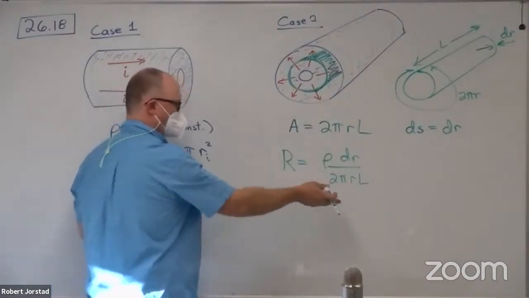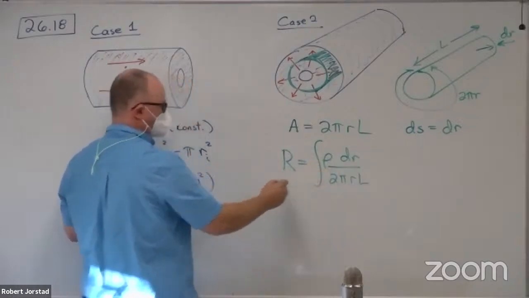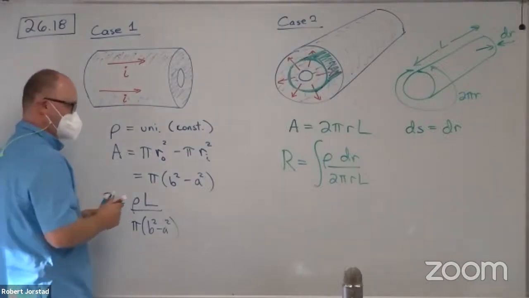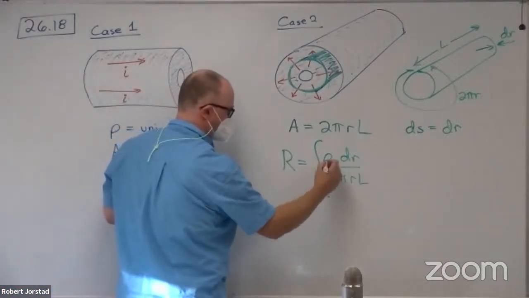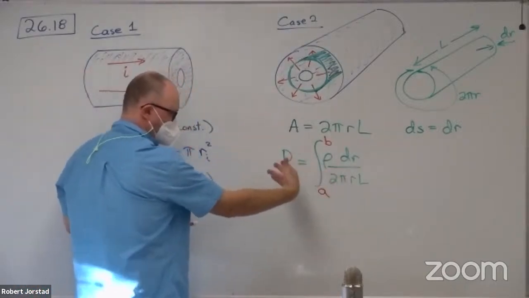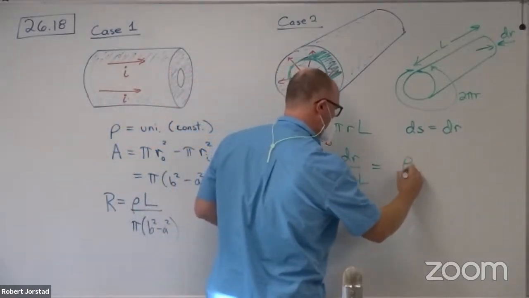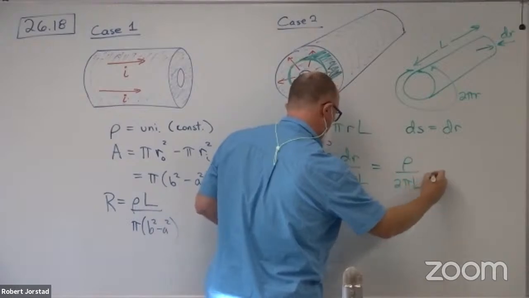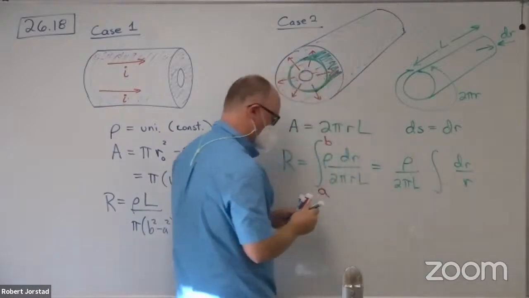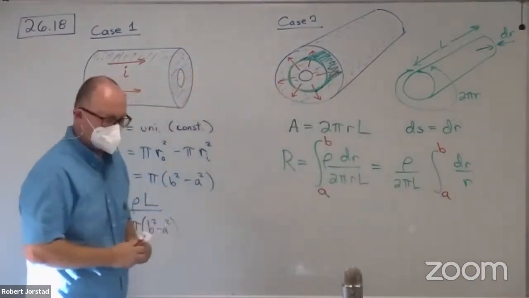What do I do when I want to get the total resistance? I add them up, integrate. What are the upper and lower limits for this case? A to B. What things in here are constants? Everything but r. What is that integral? And this is one where it helps to have the limits.